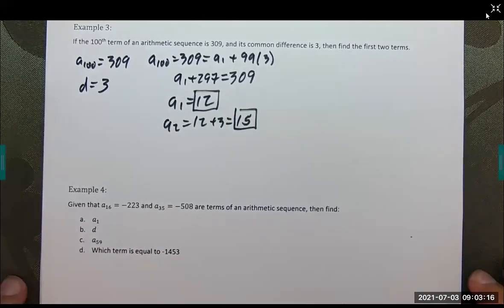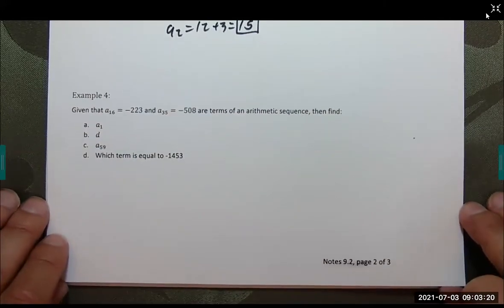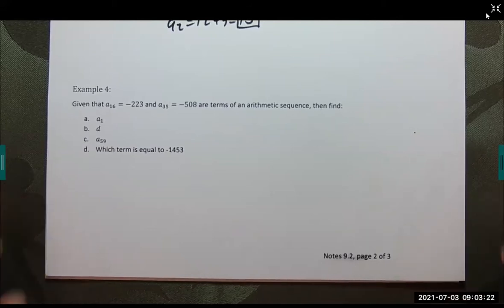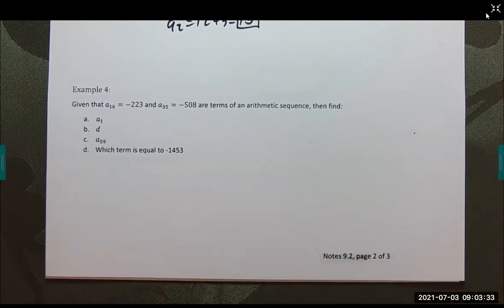Not too bad. All right, this one, the order is a little weird. We're actually going to have to find D first, then A sub 1, and then we can find the other stuff. So we're given that A sub 16 is negative 223, and A sub 35 is negative 508. So we're going to end up with a system of equations again.